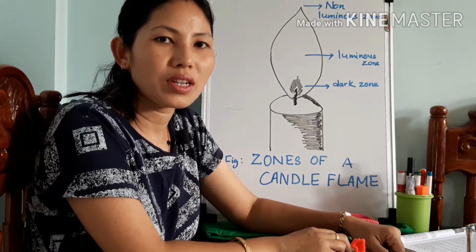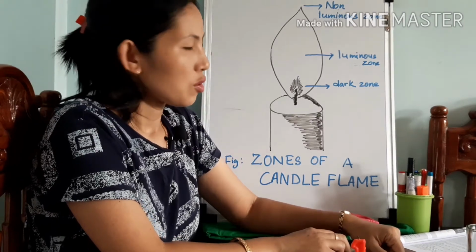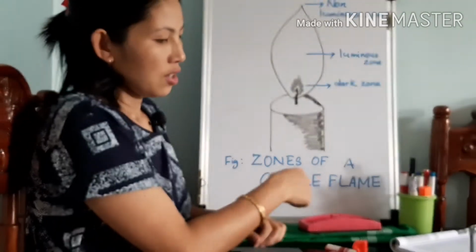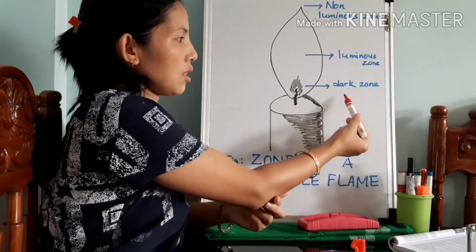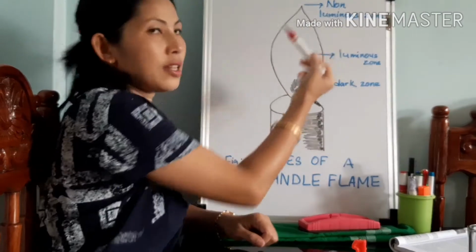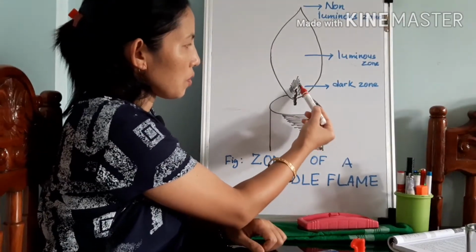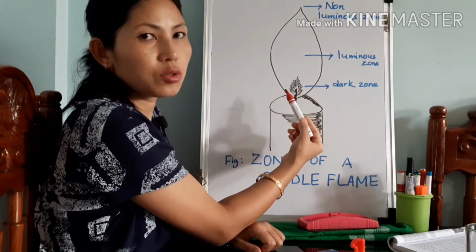Video, we are going to do an activity to show the various zones of a candle flame. On this board I have drawn the diagram of a candle which shows different zones. It has three zones: number one, the dark zone, the luminous zone, and the non-luminous zone. The dark zone is the innermost zone, which is completely dark, and in this area there is no combustion.